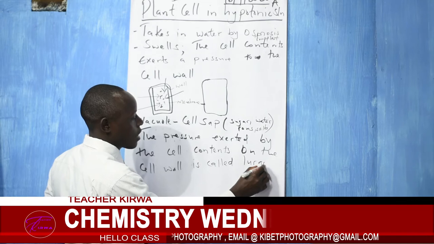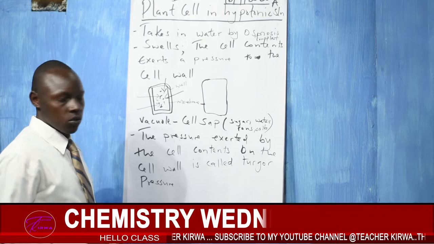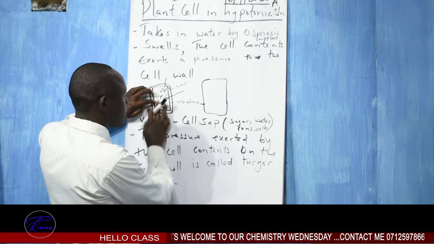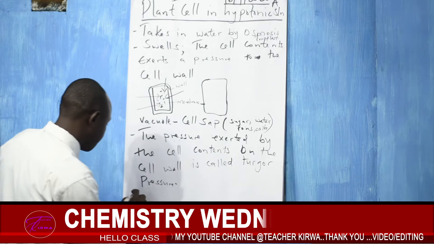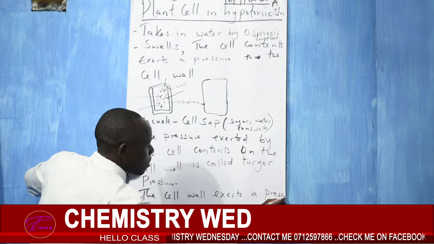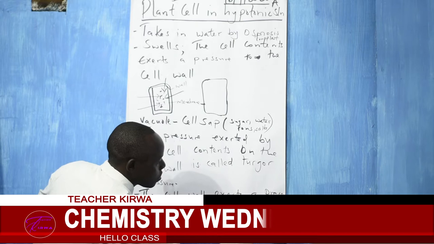This is called turgor pressure. The pressure exerted by the cell contents towards the cell wall is called turgor pressure. That keeps on happening until a point where the cell contents, the tonoplast, begin to pull on the cell wall. So we can say the cell wall exerts back a pressure that is equal and opposite to turgor.